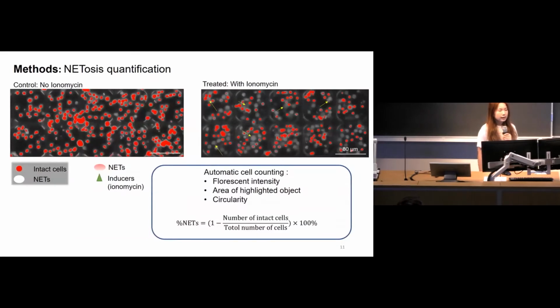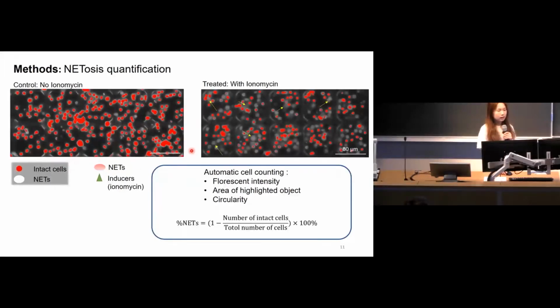For the netosis quantification, we use automatic cell counting based on their fluorescent intensity, the stained area, and their circularity. We try to identify the intact cells from activated cells, since intact cells have higher fluorescent intensity, relatively small stained area, and good circularity. Here is an example. The image on the left is from a control group. Almost all cells have been highlighted in red, and they will be treated as intact cells.